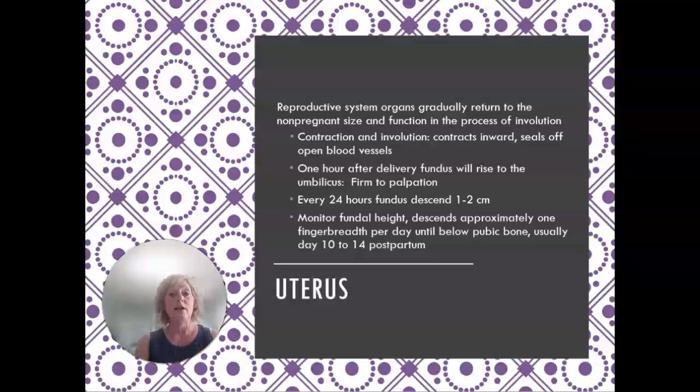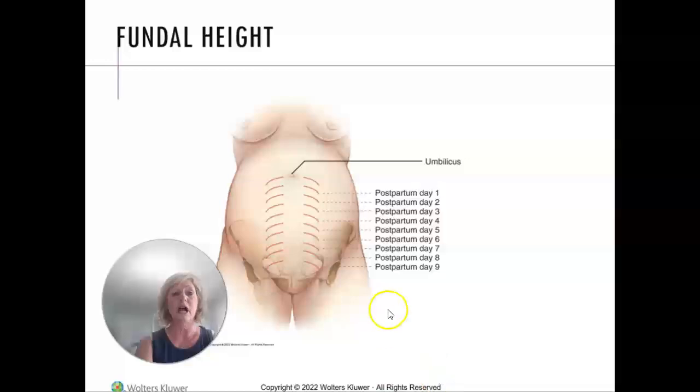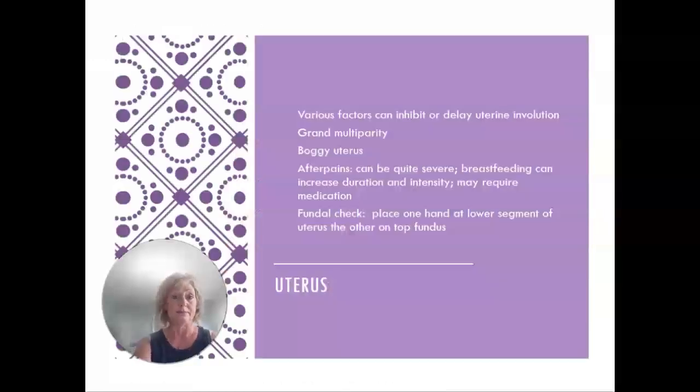It should descend 1 finger breadth every day until it goes below the pubic bone, which is usually about day 10 to 14. So this is what is normal. Sometimes you will get a mom with subinvolution, and we're going to talk about that, where the uterus doesn't go back down. This is normal. This is what is supposed to happen. So if you look at the next slide here, you can see where on day 1, it goes a little bit above the umbilicus right after delivery. And then 24 hours after, it's going to start involuting down, and that's the normal process of what should happen.